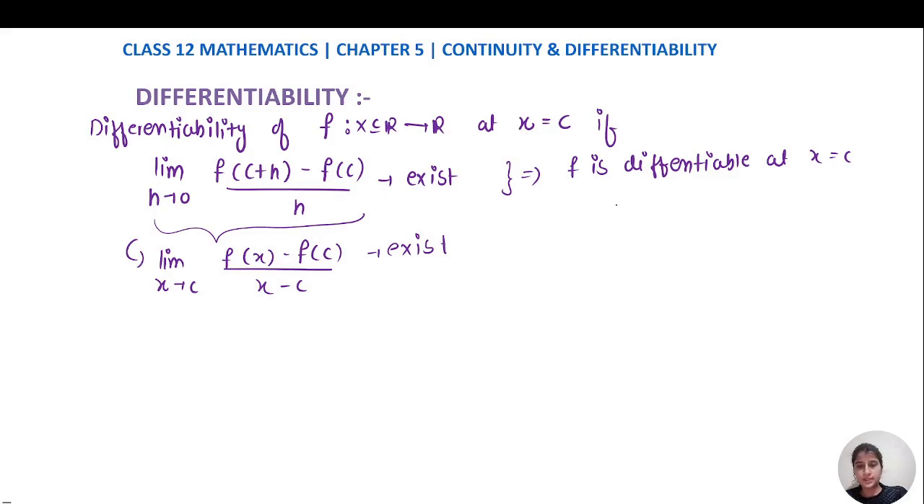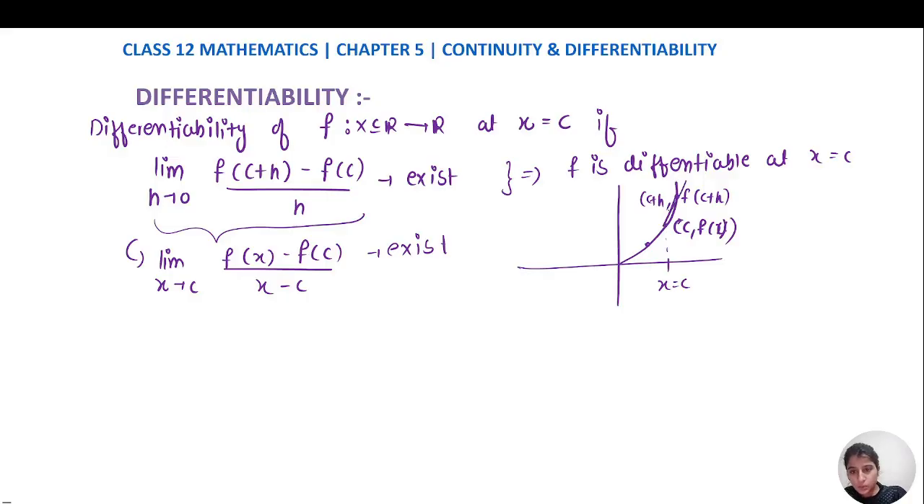I will just explain it by a diagram. Say this is some function, and this is our x equals c, so this is some point. We are taking this point and this point. This is our f of c plus h point. Here, the domain value is c plus h, and this one is our point c comma f of c. So we have this line, as in this limit.